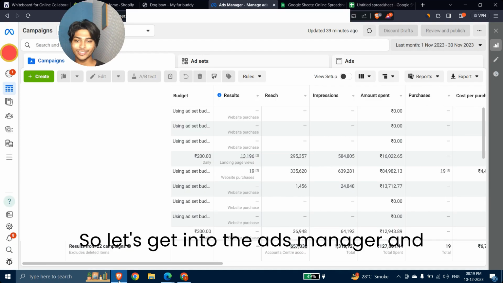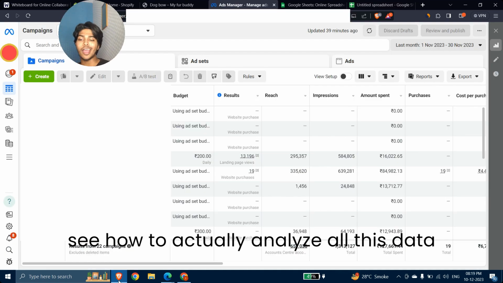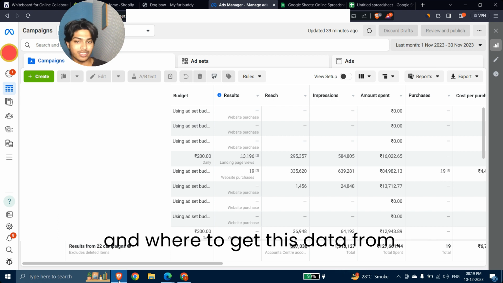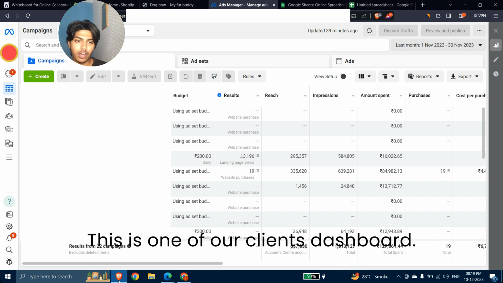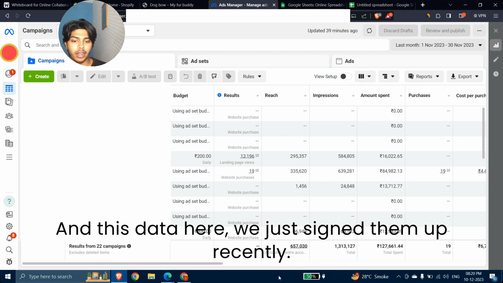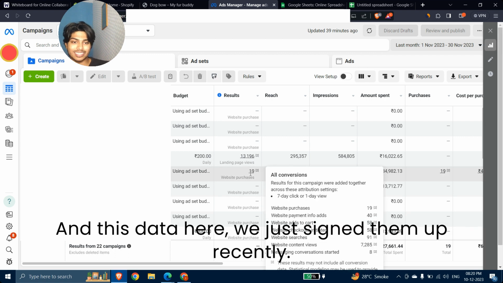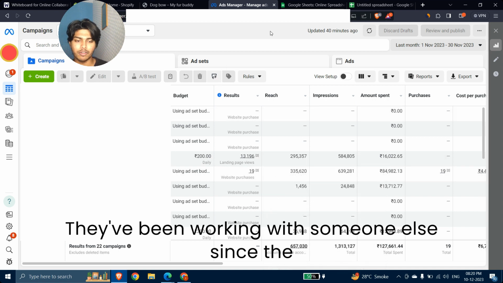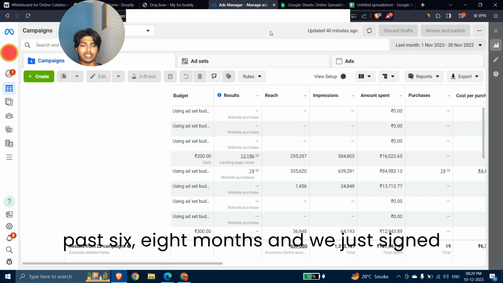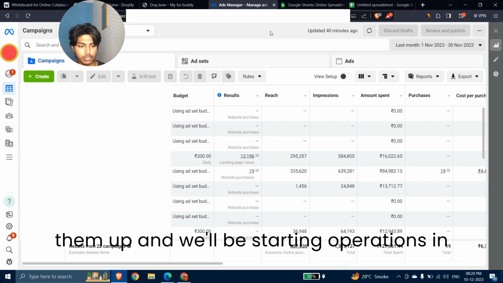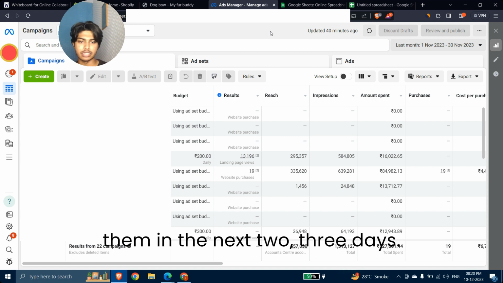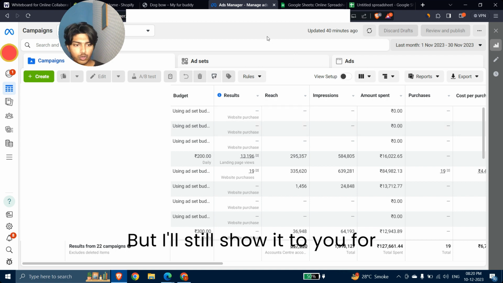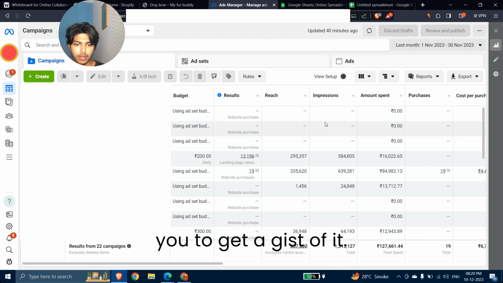Right, so let's get into the ads manager and see how to actually analyze all this data and where to get this data from. This is one of our clients' dashboards. We just signed them up recently. They've been working with someone else for the past 6-8 months, and we'll be starting operations with them in the next 2-3 days. But I'll still show it to you for you to get a gist of it.